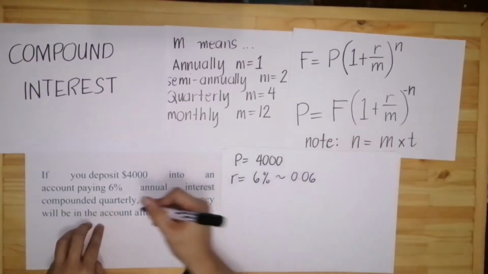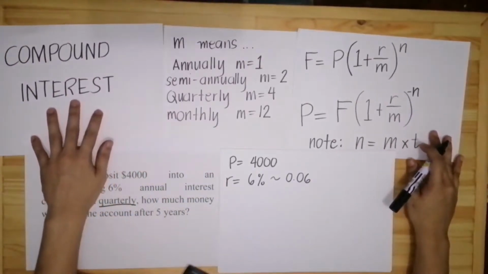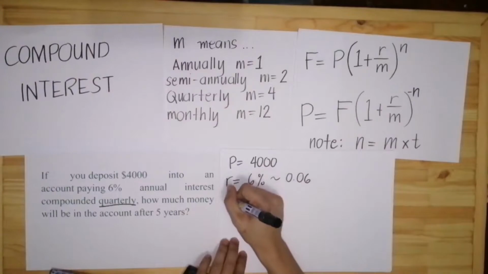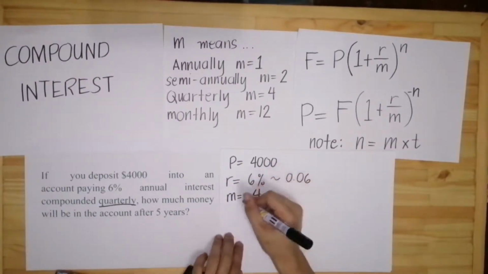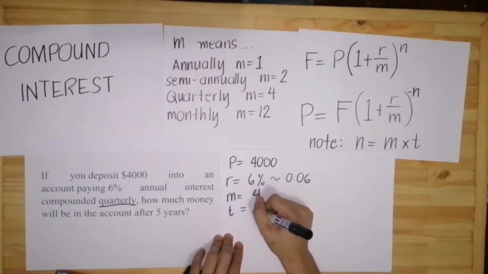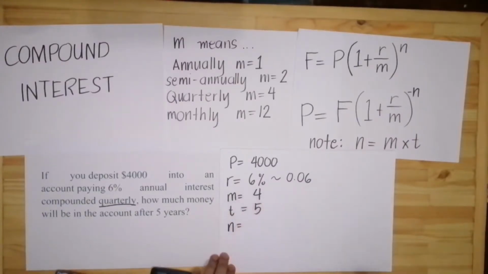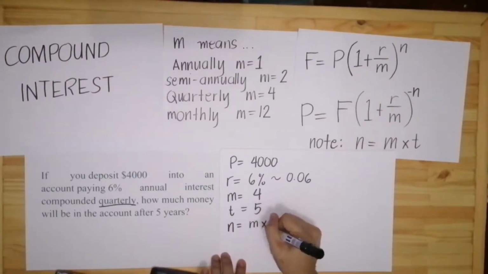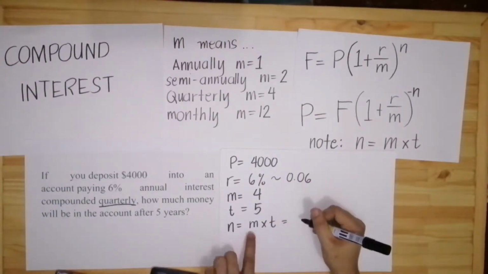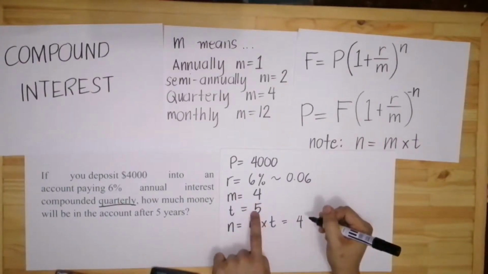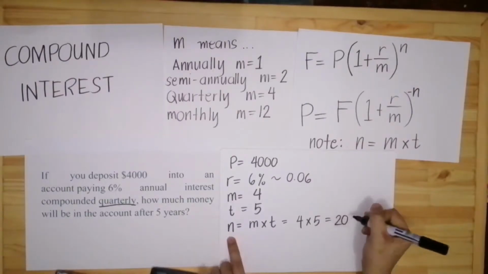Then compounded quarterly. Yan yung word na keyword natin for M. So quarterly, that is 4. So M is equal to 4. Then we also have 5 years. Yung years ay time. So meron tayong 5. So we also have to get the value of N. So N is equal to M times T. So M natin, yung M ay 4 kasi quarterly. Then yung time natin ay 5. So 4 times 5. So N is equal to 20.